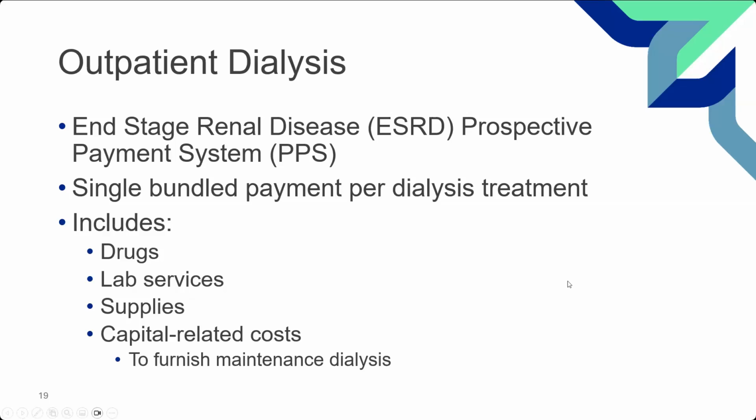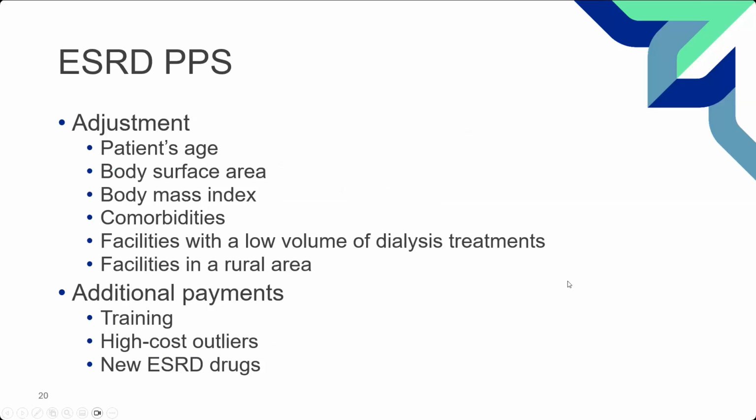Okay. But then they go on further with CMS and say, hey, we're not quite done. We're going to give you some adjustments. One, depending on the patient's age, the body surface, the body mass index, comorbidities, facilities with low volume of dialysis treatment, and facilities in rural area, these are all things that can adjust your prospective payment system up or down, okay, mostly up.